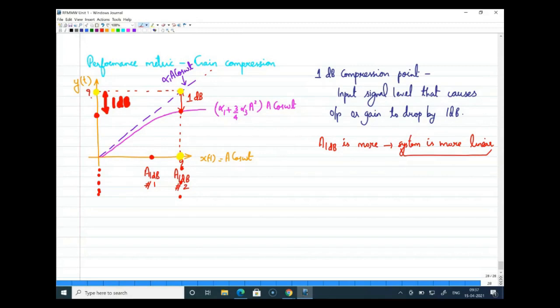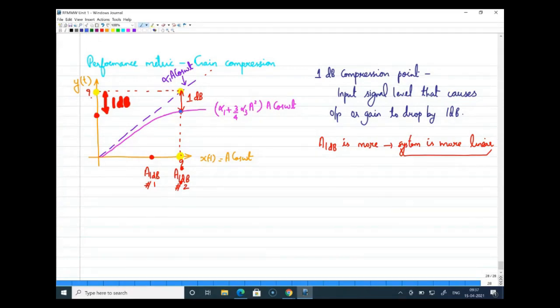Okay, thank you, Rahul. All right, so that is about the 1 dB compression point. As I mentioned, this is a performance metric. We should also have a mathematical expression for this, so we will make an attempt to get that mathematical expression now. It is very simple to obtain.